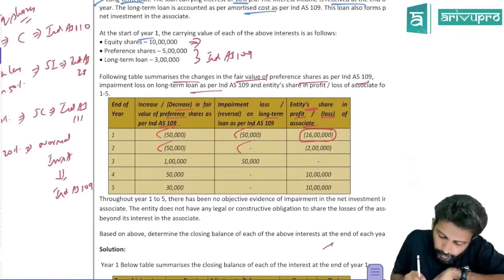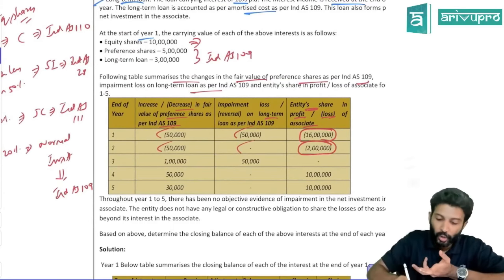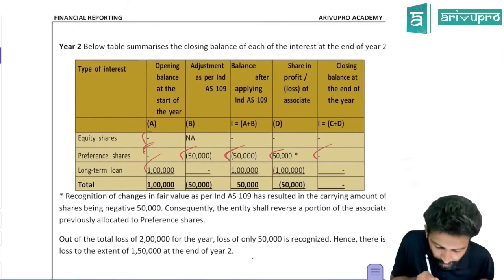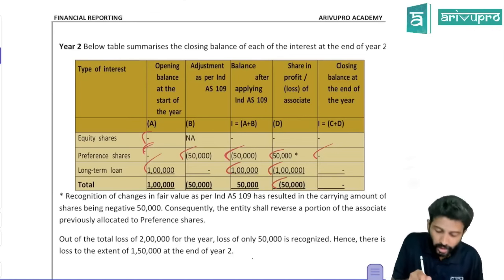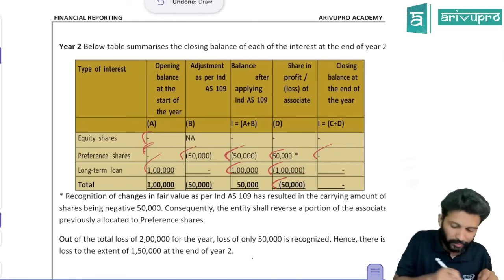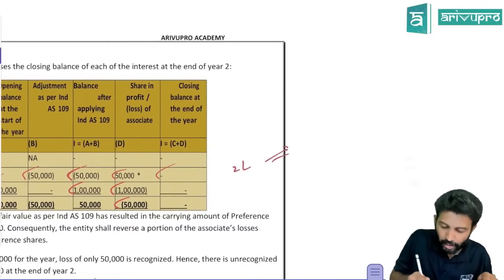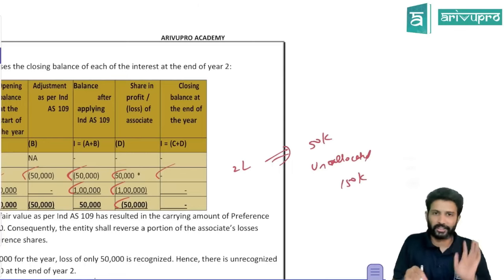Second year check, sir. What happened? Again, the associate company made a loss, and the investor's share of loss is 2 lakh. Do we have any balance? Preference shares do not have any balance at all, so we cannot touch that. Loan has a balance of 1 lakh. That means how much loss can you allocate? 1 lakh. But in reality, in the second year, you have allocated a loss of only 50,000. Why? Though you allocated 1 lakh loss, 50,000 loss you have reversed from preference shares. That means you have given a loss of only 50. The parent's share of associate loss was 2 lakh, but you have allocated only 50. That means how much is unallocated? 1,50,000. Like this.